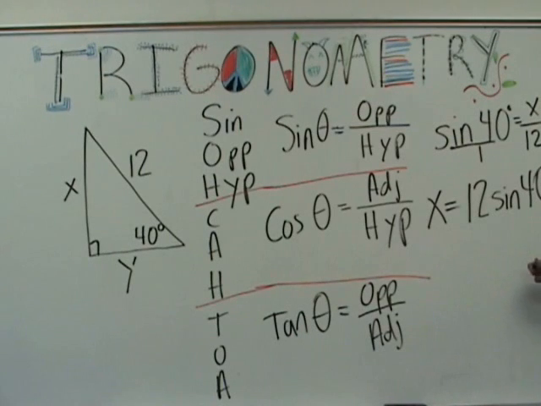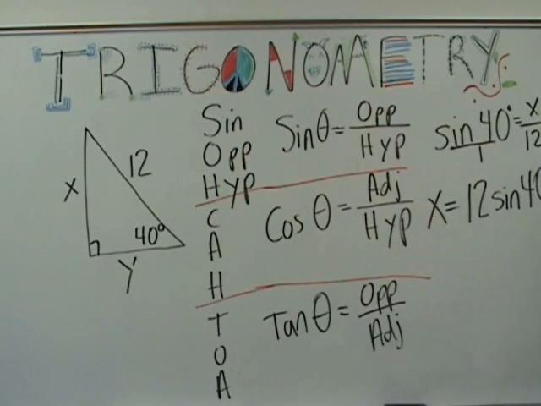I got 8.9. Why? Cross multiply. X times 1 is x. Sine 40 times 12 is 12 sine 40. Put this in the calculator: 12 times the sine of 40. What do we get? 7.71. Oh, I got 8.9.